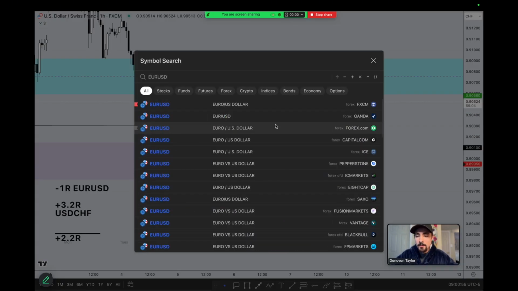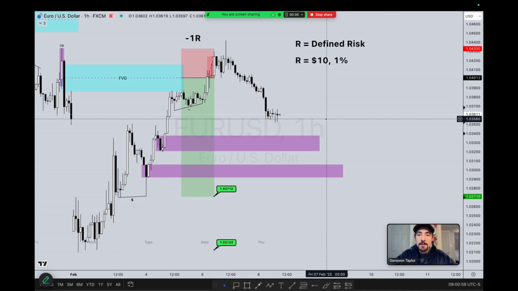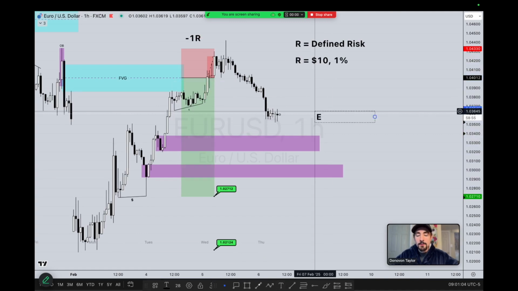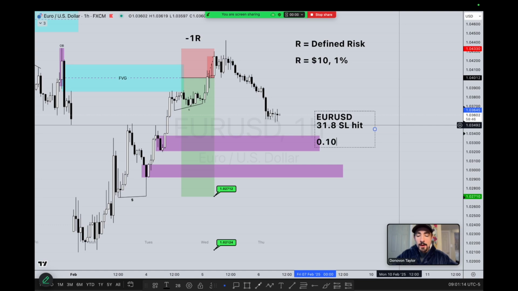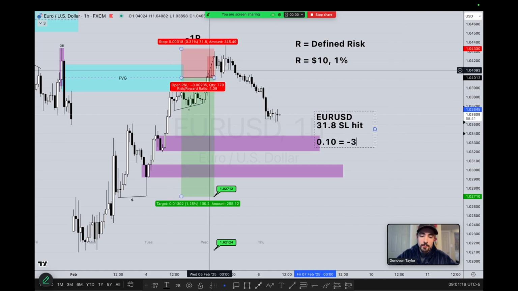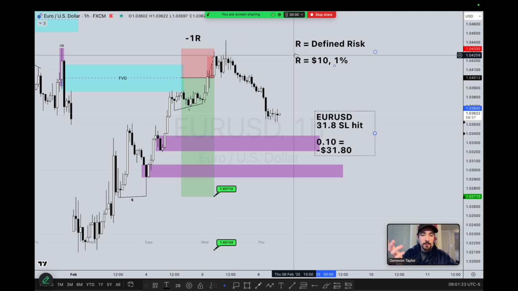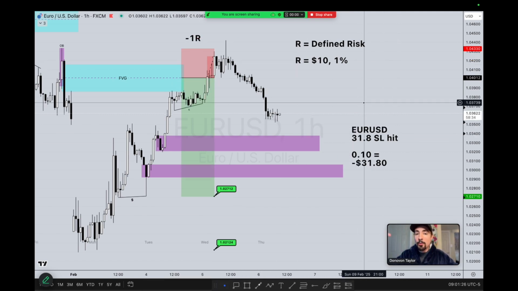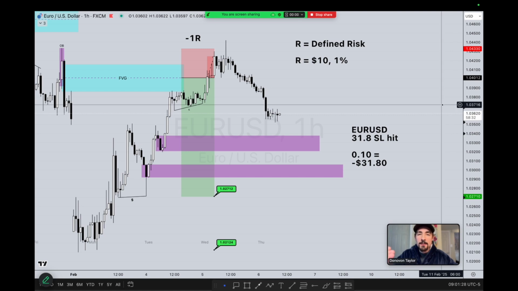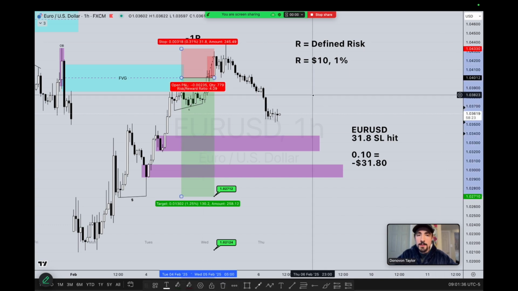Now, if we jump over to Euro USD, if they were using the same lot size every single trade, 31.8 stop loss, with the same lot size every trade, this actually equates to them losing $31.80, right? Just under $32. So this is the problem with using the static same lot size every single trade, is that every trade is going to be different with your entry and exit parameters. You're gonna have a different stop loss every single trade.